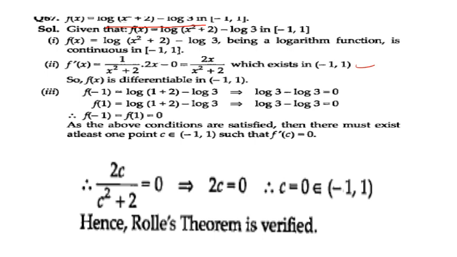And f of minus 1 is log 3 minus log 3, which is 0. F of 1 is log 3 minus log 3, which is 0. So f of minus 1 is equal to f of 1 is equal to 0. So all the conditions of Rolle's theorem are satisfied.